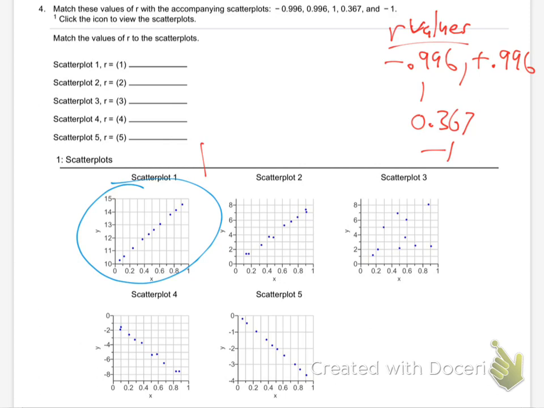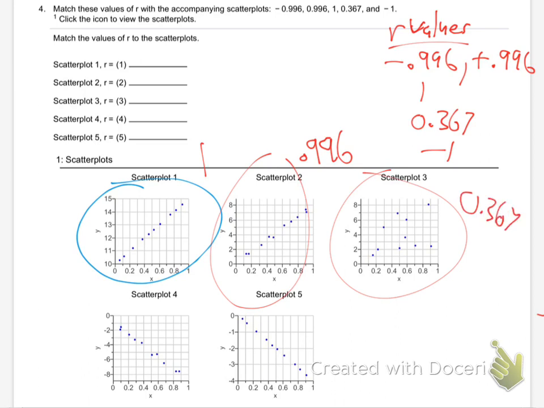All right, what about number 2? Positive 0.996, because that one's up as well. But it's a little bit off, not a perfect 1. That making sense? Is number 3 0.367? Yeah. Why? It's just like no pattern, huh? Certainly not linear, so it's closer to 0.